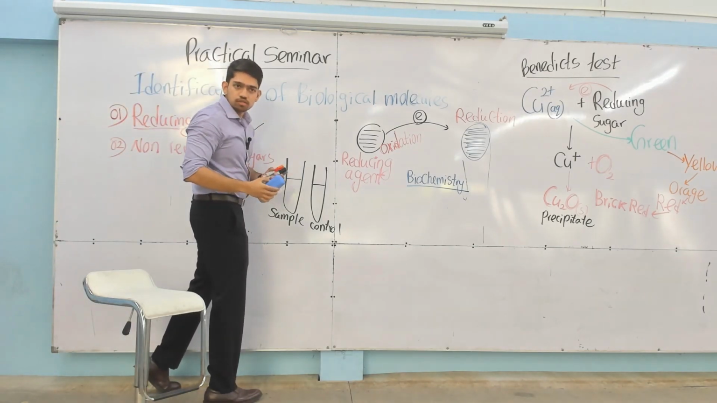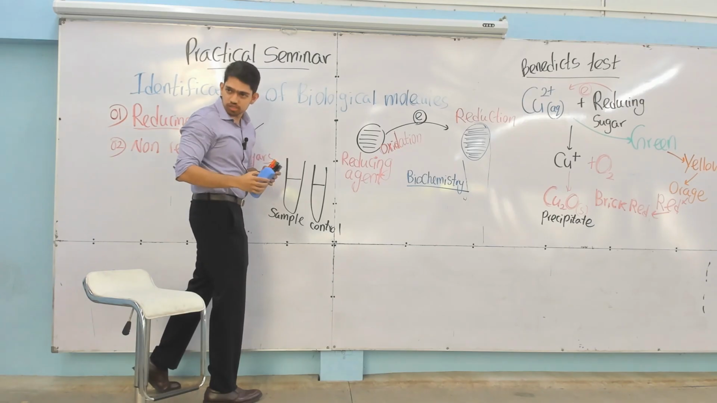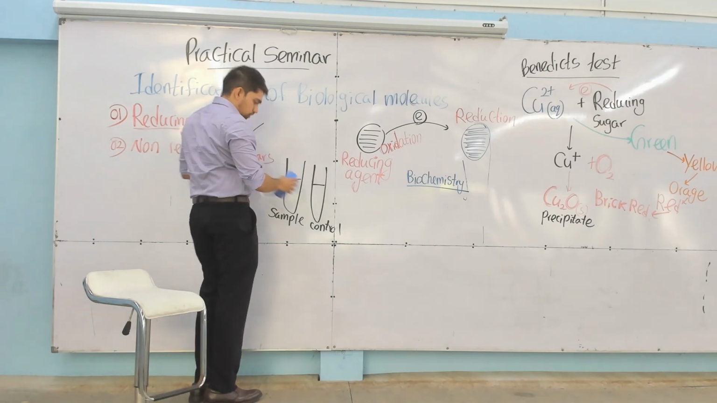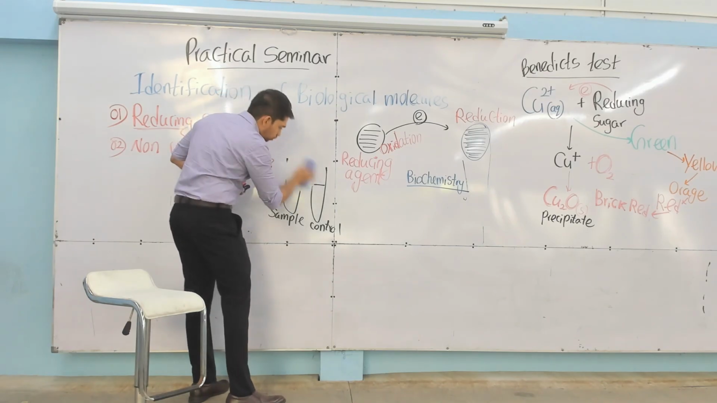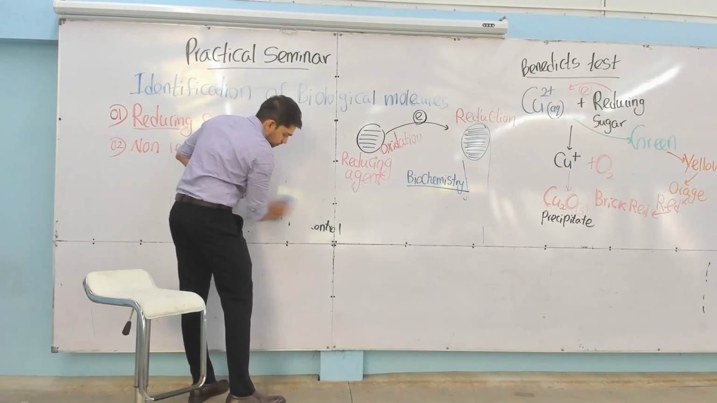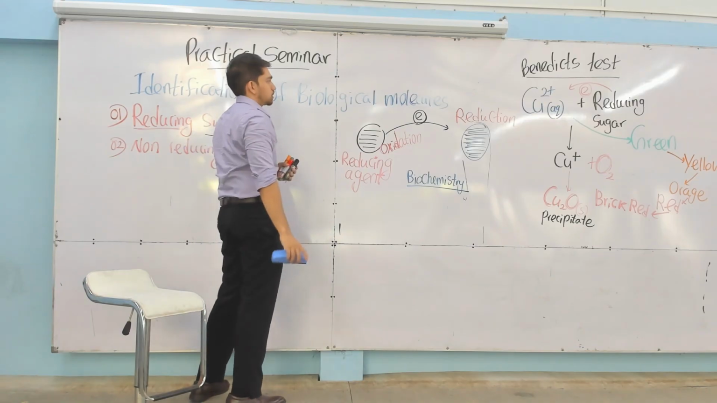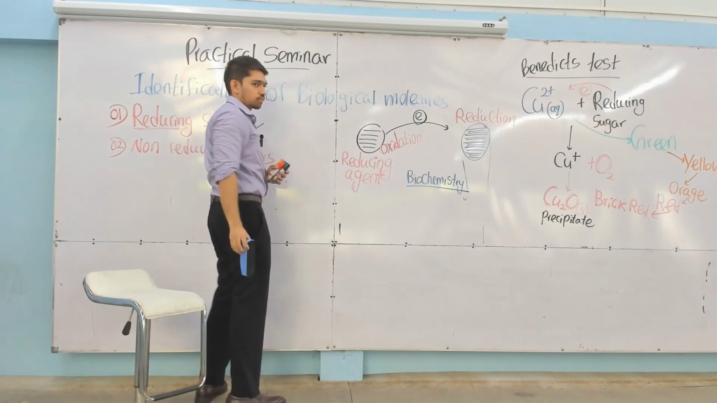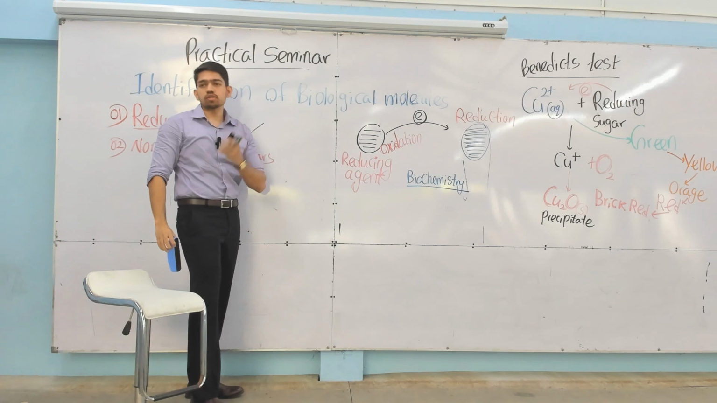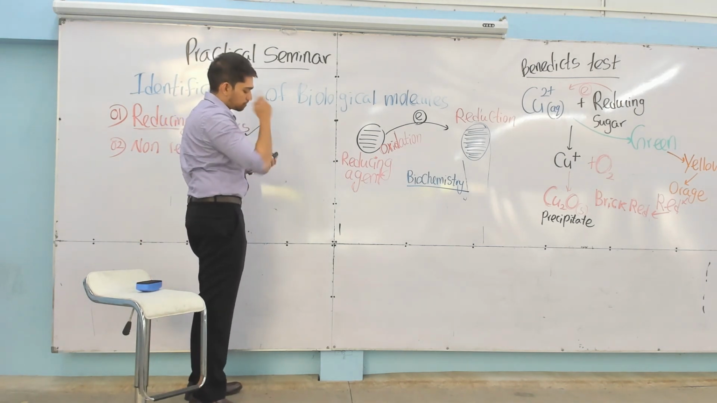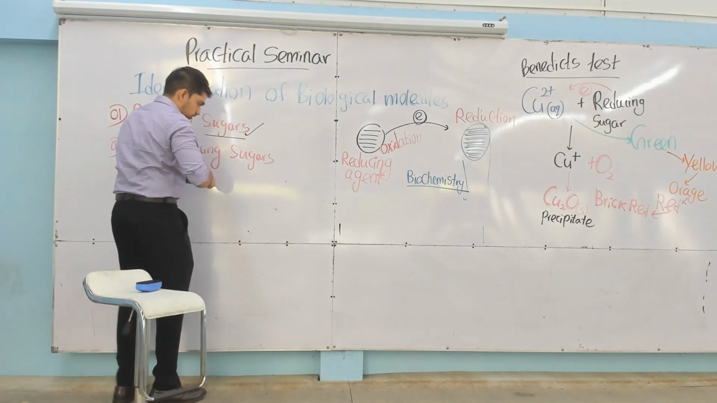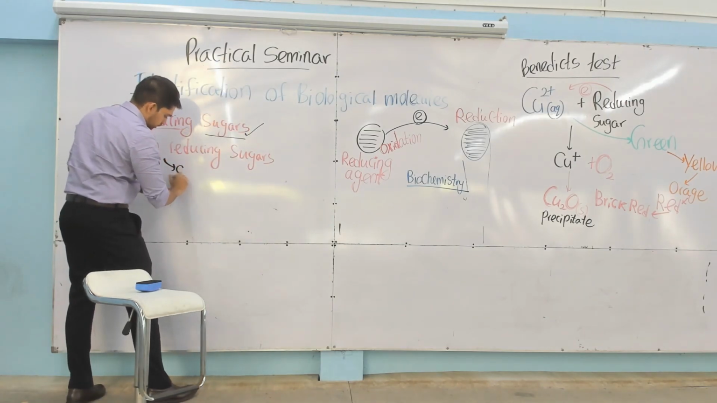There are only 6 sugars that you know: 3 monosaccharides and 3 disaccharides. All monosaccharides are reducing. Most of the disaccharides are reducing. Who is the only non-reducing disaccharide that you have? Sucrose. So we are going to test for sucrose today.